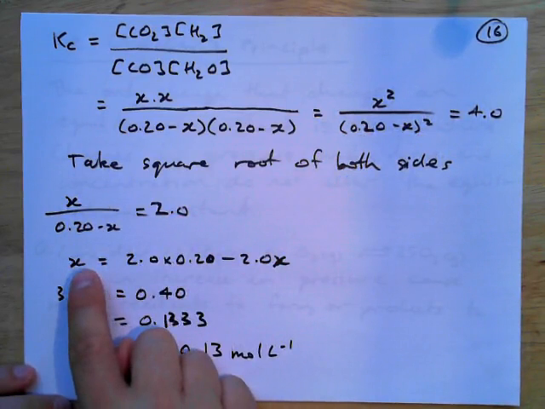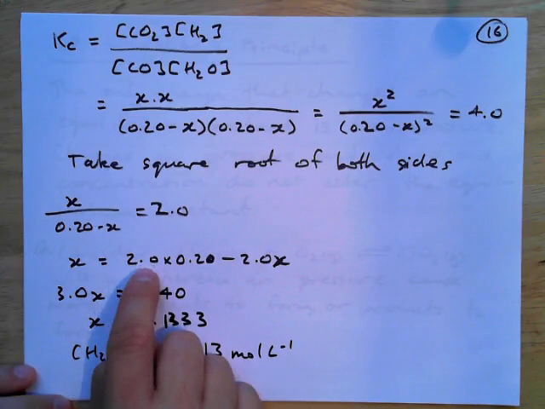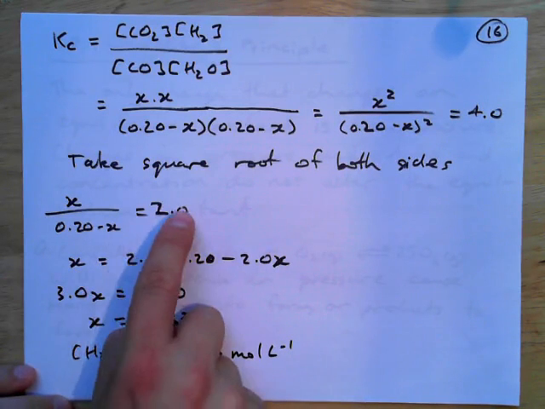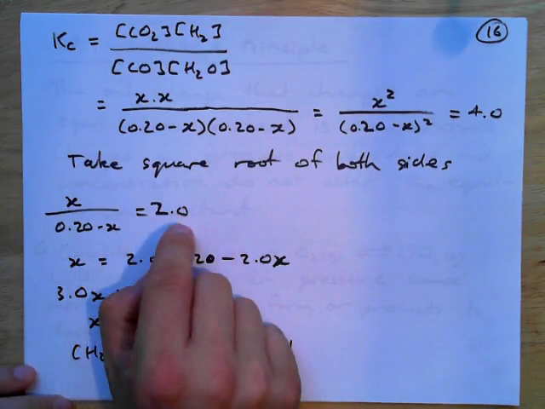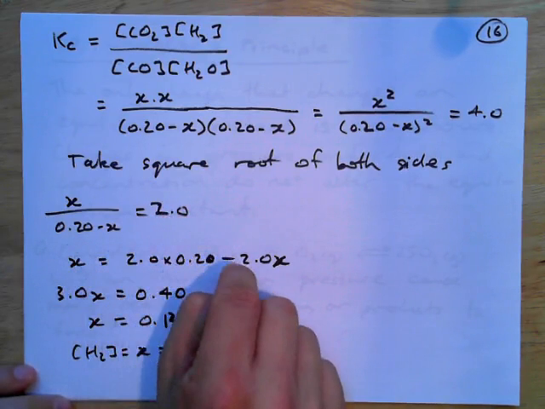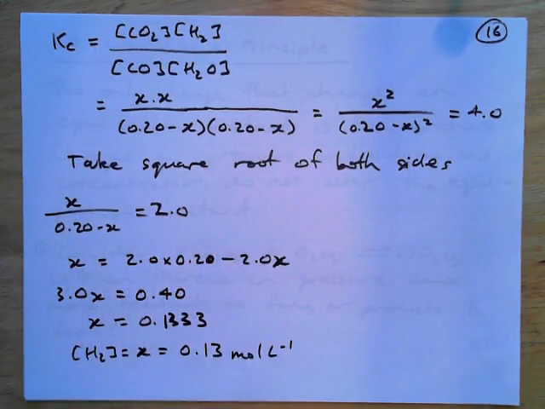So then we can rearrange this to give x equals 2 times 0.2. So it'd be 2 times the 0.2, take away the 2 times the x. Okay. Rearrange that again and we have 3 lots of x equals 0.4. x equals 0.1333, which to 2 sig figs is 0.13.